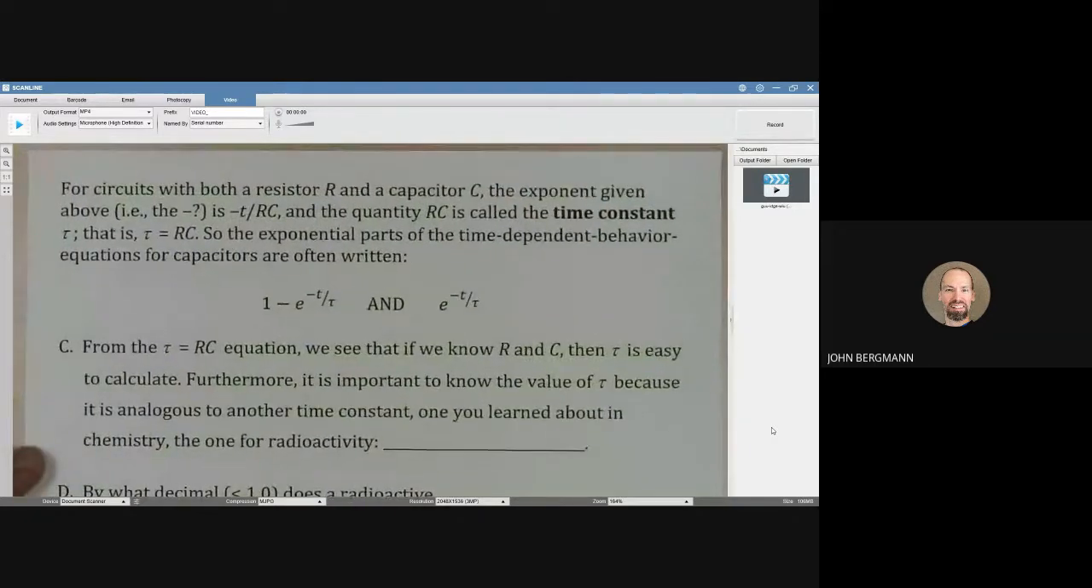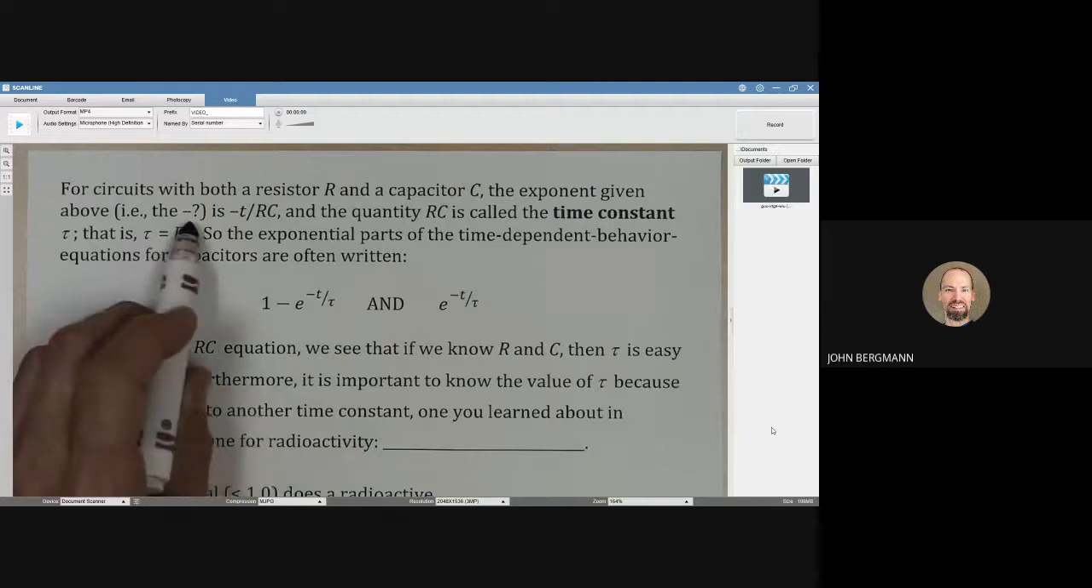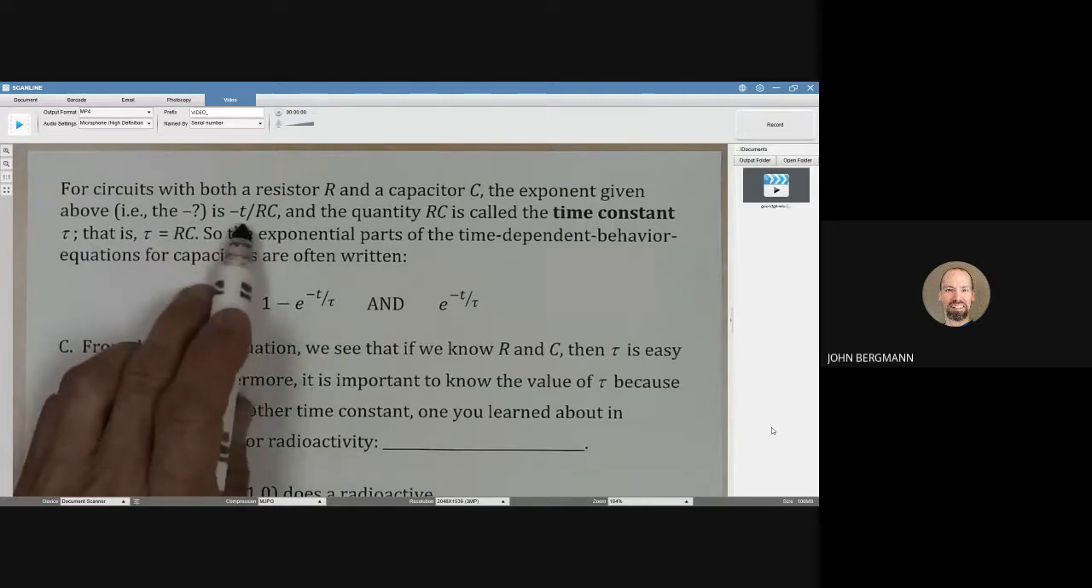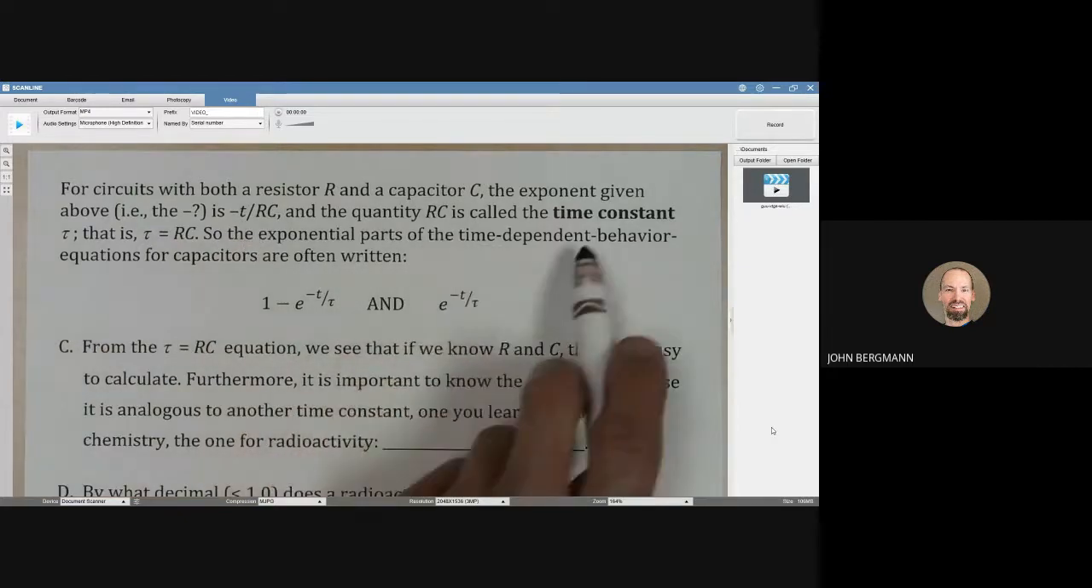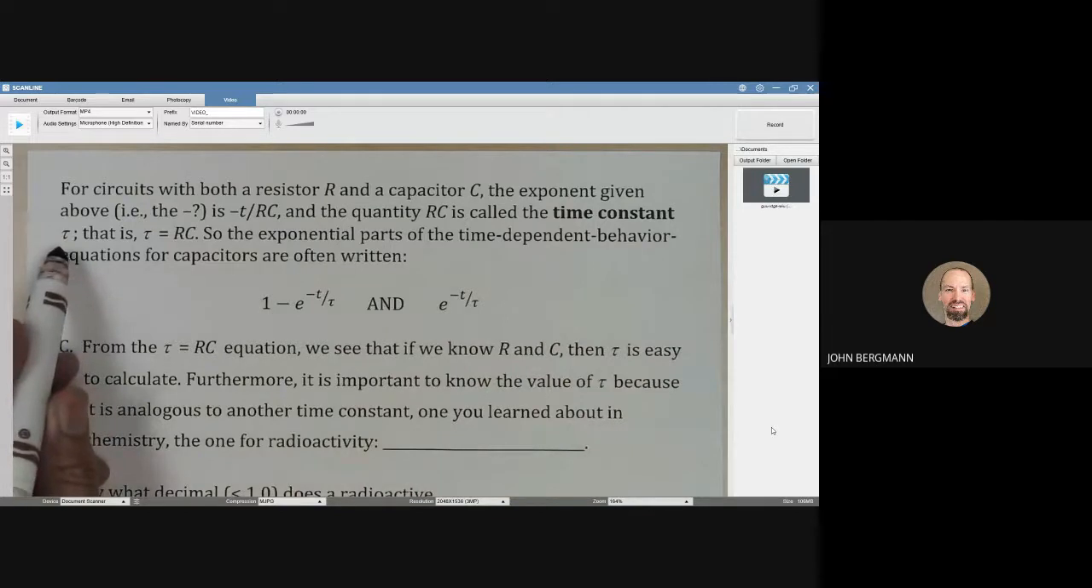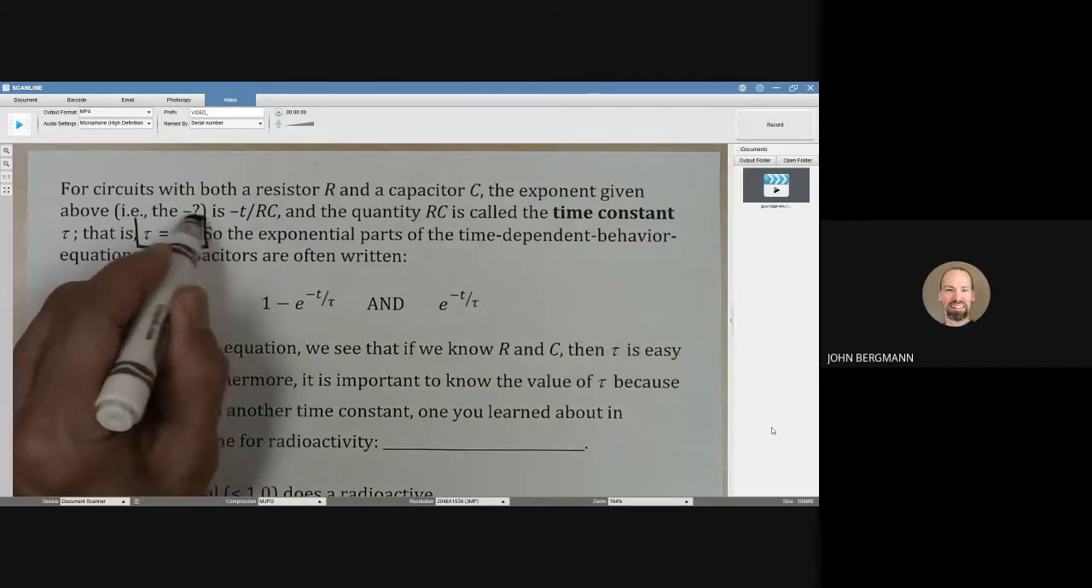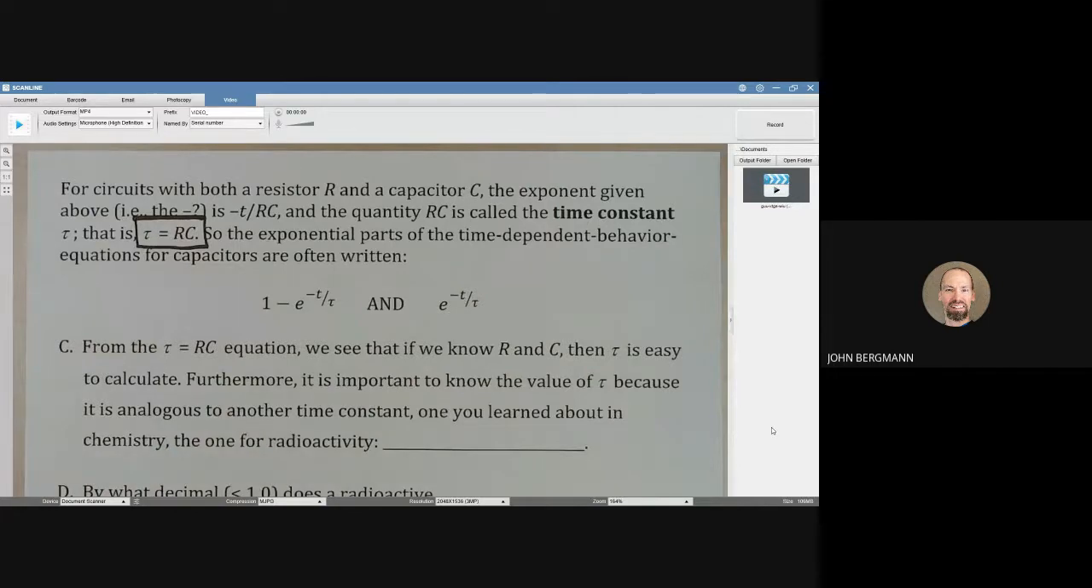For circuits that have both a resistor and a capacitor, the exponent given above, namely the minus something, is this right here, minus t over RC. And the quantity RC is called the time constant, symbolized by tau. That is, for an RC circuit, tau is equal to R times C. The exponential parts of the time-dependent behavior equations for capacitors are often written like this. This is the climbing pattern graph, and this is the decaying, where in the denominator here we write tau. We could write RC in the denominator of that fraction.